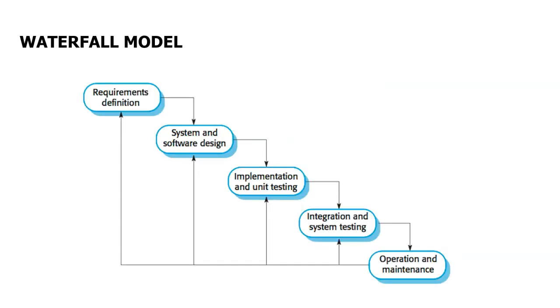These are the phases of the waterfall model. We have requirement definition, where you gather all the requirements. Once you have gathered all the requirements, you start designing the system and the software with the help of the requirements. Then you start the implementation and do the unit testing. After implementation, you go for the deployment, where integration and system testing is done. After the deliverable, you will have to maintain the system as well. These are the different steps followed in the waterfall model.